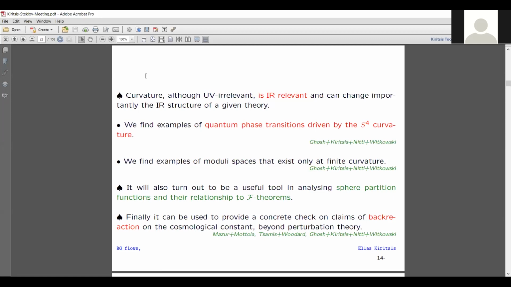Curvature, although it's UV irrelevant, is infrared relevant and can change importantly the infrared structure of a given theory. And in fact, one can find examples of quantum phase transitions that are driven, let's say, by the curvature of S4. We will find also examples of moduli spaces that exist only at finite curvature, but not at zero curvature. And most importantly, at least for the purposes of this talk, it turns out that controlling such renormalization group flows at finite curvature is a useful tool in analyzing sphere partition functions and their relationship to F-theorems. And then finally, one can use this knowledge to provide concrete checks on claims that back reaction to the cosmological constant in de Sitter space can be important.